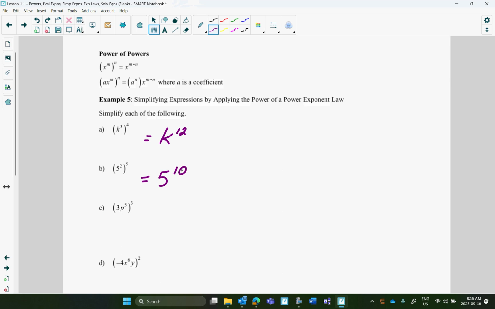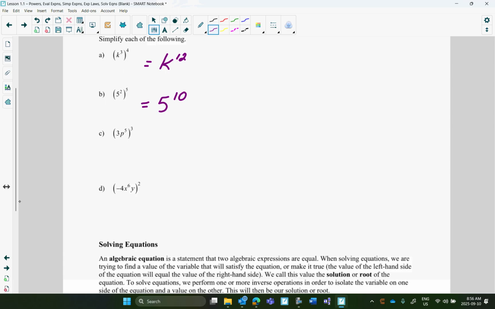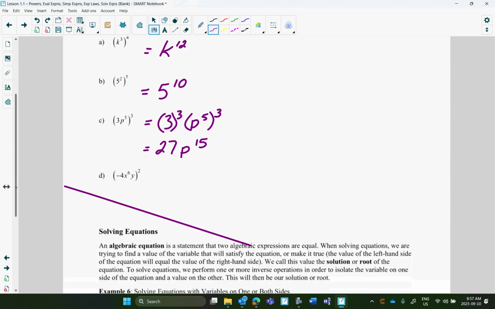These ones you gotta watch out for. Because this is not an exponent, we wouldn't go 3 times 3. We go 3 to the third. This is the same as 3 to the third times p to the fifth, to the third. Because we have to take everything inside and multiply it by itself 3 times, and then multiply those together. So 3 to the third is 27. Now use your exponent law. p to the 15.